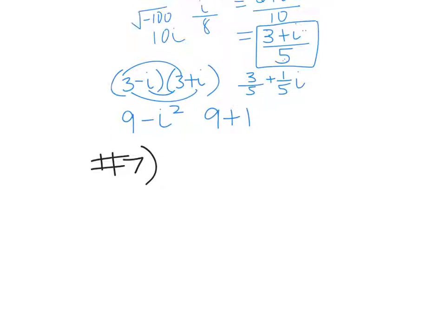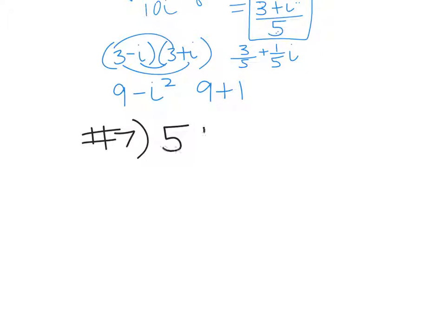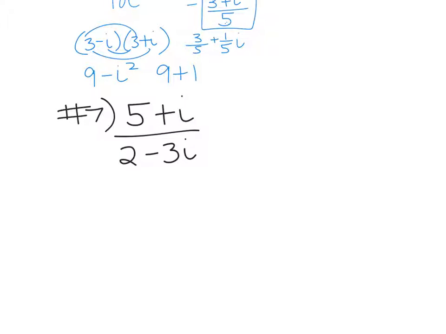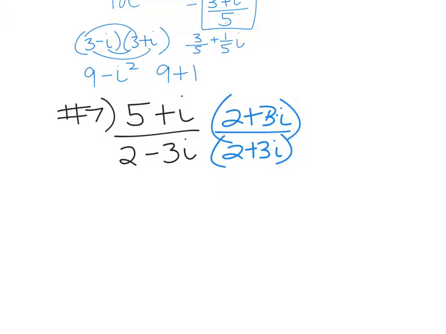Here we go. 5 plus i over 2 minus 3i. Okay, same idea, same type of problem, but this one you're going to have to FOIL the numerator instead of just distributing, like the last one was just distribute the 2. So we're going to multiply numerator and denominator by the conjugate of 2 minus 3i, which would be 2 plus 3i. Just change the middle sign, nothing else. Okay? And yeah, these take a while.